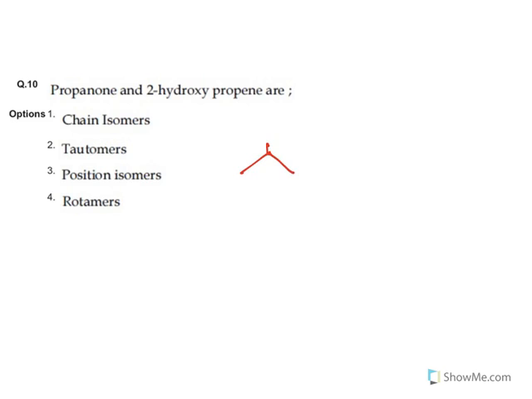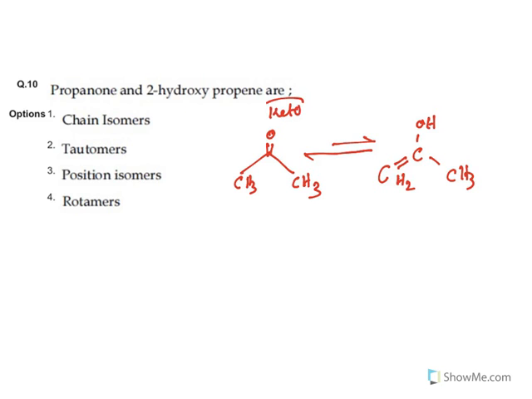Next one. Now propanone and 2-hydroxypropene. This is propanone. Now 2-hydroxypropene. This is the second carbon, a hydroxy group is there. Now see, this one is a ketone. This double bond is known as ene, and alcohol is known as ol. So totally this one is called enol. So this one is an enol, and this one is a ketone.